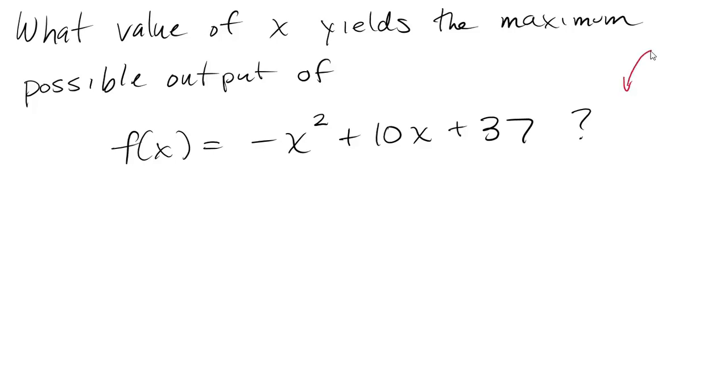So the parabola is going to sit like this somewhere in the xy plane, and therefore it has a vertex at the top. And if the vertex is at the top, then it has a maximum y value. The y values are the outputs. This function has a maximum output.